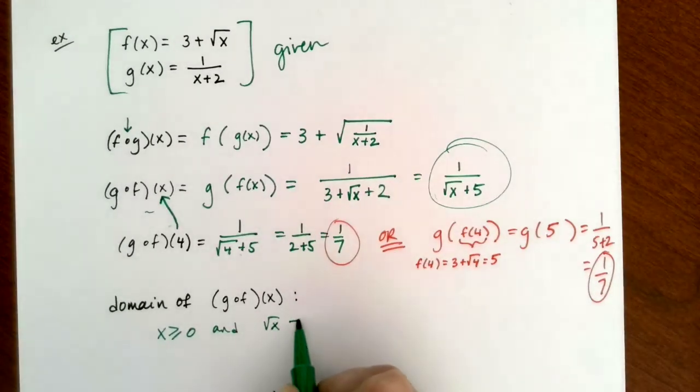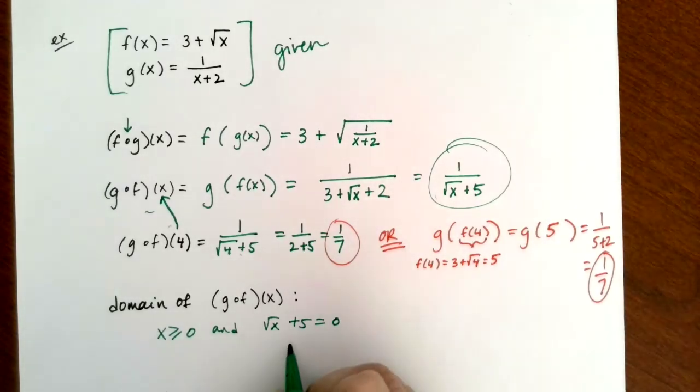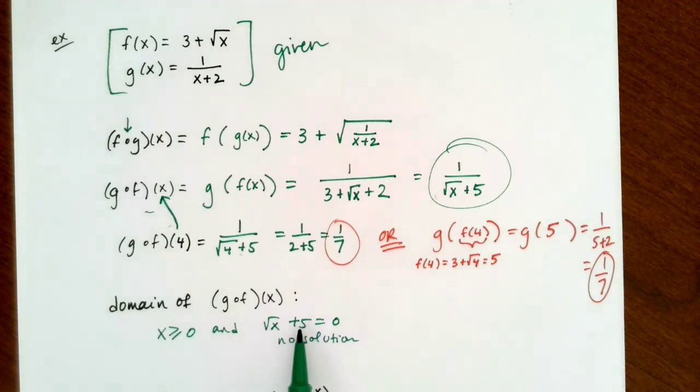So root x plus 5. I want to find the x value that does this. Oh, and there's actually nothing. There's no solution here. Right, so if I subtract 5 onto this side, I'll have root x equals -5, but the square root only outputs positive numbers, so there's just no x's that do that. So in this case, it's just greater than or equal to 0.